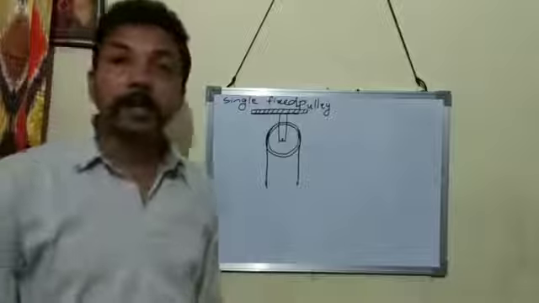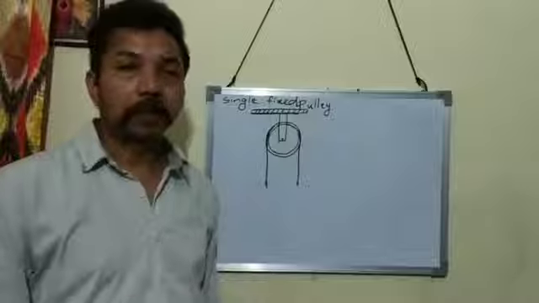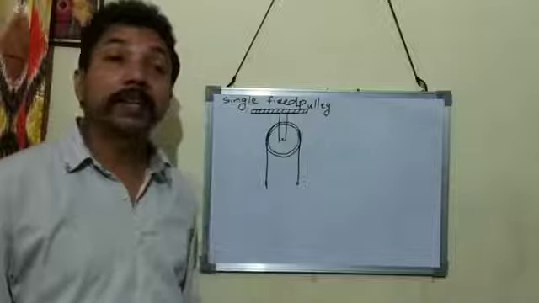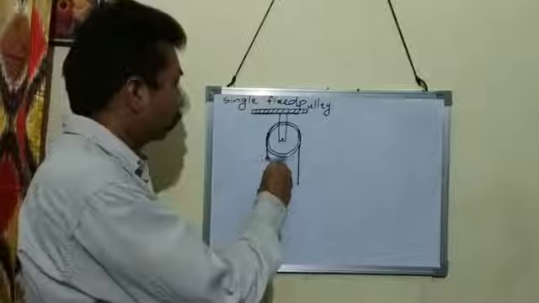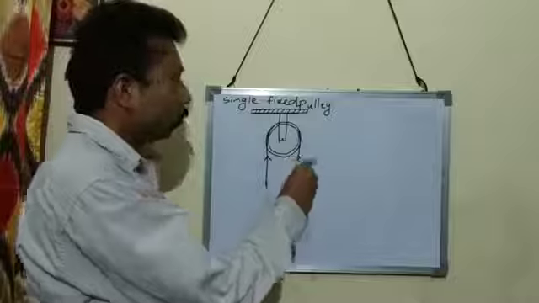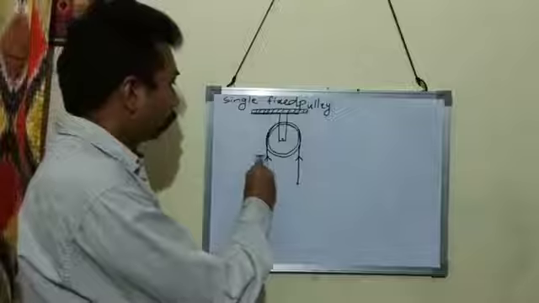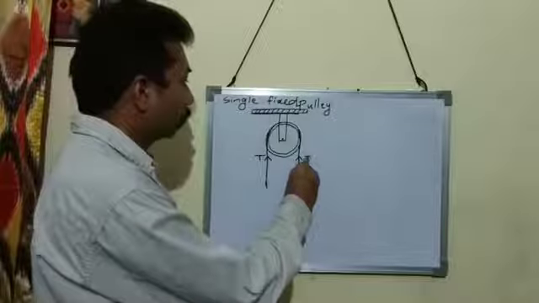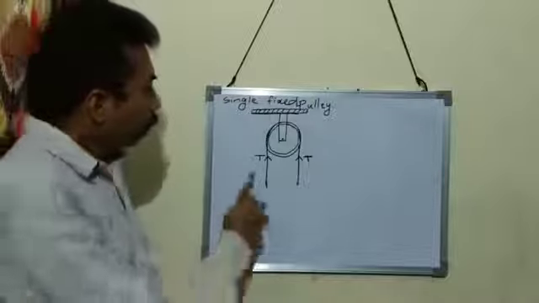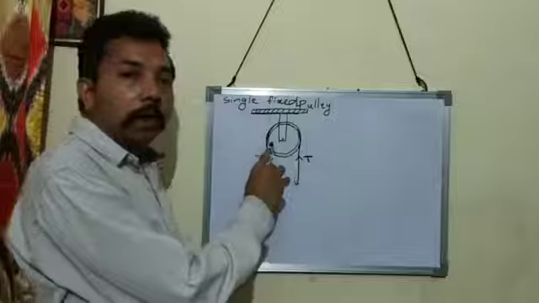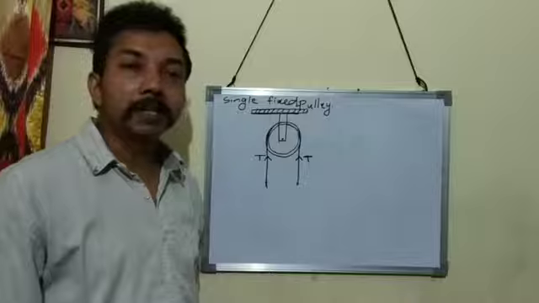So what is the force acting on the string? The force which is acting on the string is the tension force. The direction of the tension force is vertically upward. Okay, so this is the force. Tension force is the force which is acting on the string.